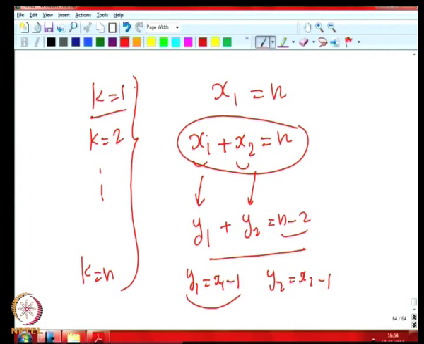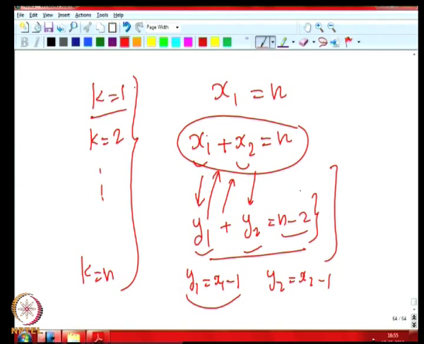That will satisfy this equation, and then anything which satisfies this equation will satisfy this equation also, right, because we are adding 1 to it. This is what it is. Okay. So now with this n minus 2 we know how to solve it.